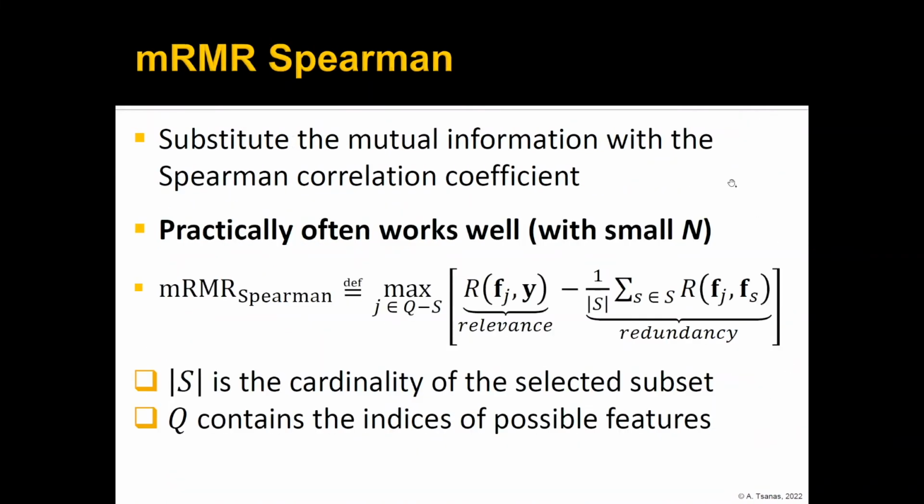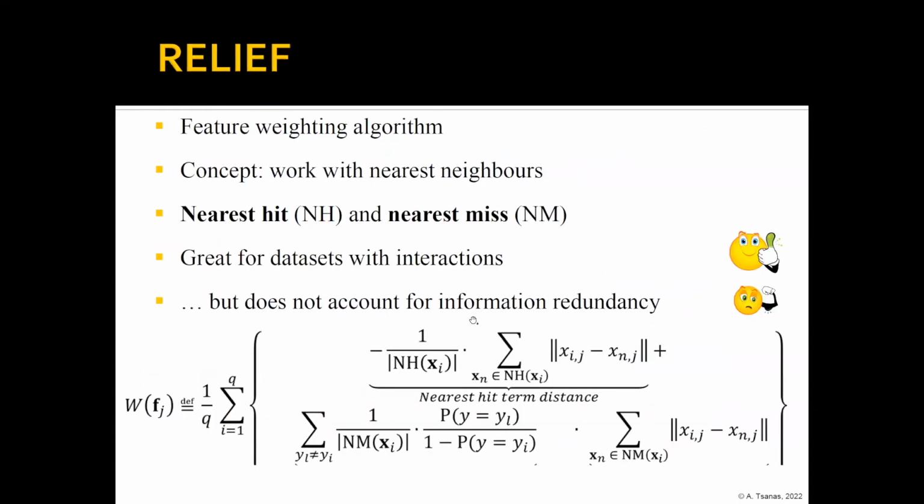An extension of that algorithm, which I proposed back in my PhD, was pretty much the same concept, only that you substitute the mutual information with the Spearman correlation coefficient, and that can have some benefits, particularly with a small number of samples. In fact, in some cases, the mRMR Spearman can outperform the classical mRMR.